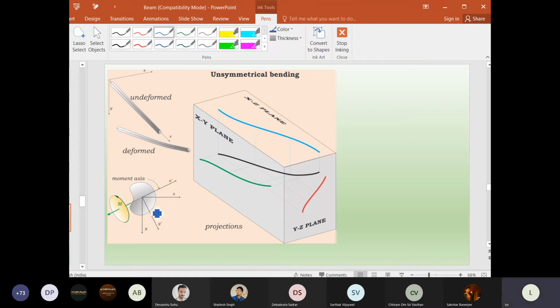The unsymmetrical bending, this is y and z, and this is not symmetrical about any of the axes, and let's say it is subjected to bending moment in this direction. Now this is the moment axis, and perpendicular to that I have drawn one more axis.